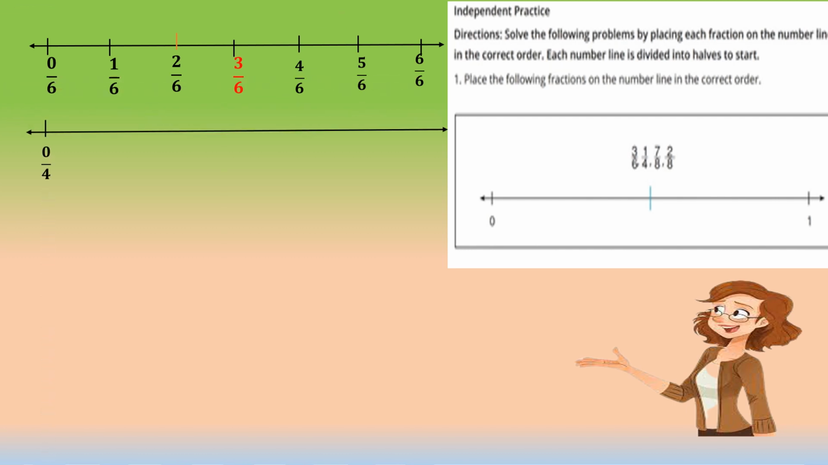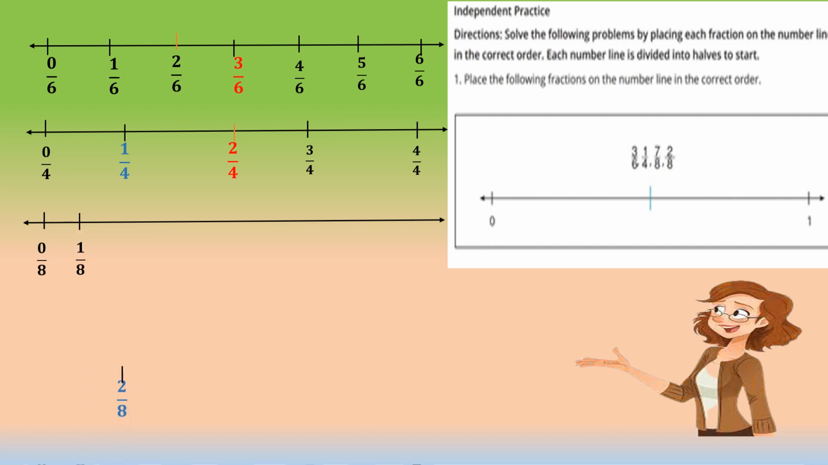The second number line here: 0 over 4, 1 over 4, 2 over 4, 3 over 4, 4 over 4. 2 over 4 here also means the half of the number line, so it could be 1 over 2. This is an equivalent fraction. Next, I will draw another number line: 0 over 8, 1 over 8, 2 over 8, 3 over 8, 4 over 8, 5 over 8, 6 over 8, 7 over 8, 8 over 8. Here also 4 over 8 will be half of the whole.